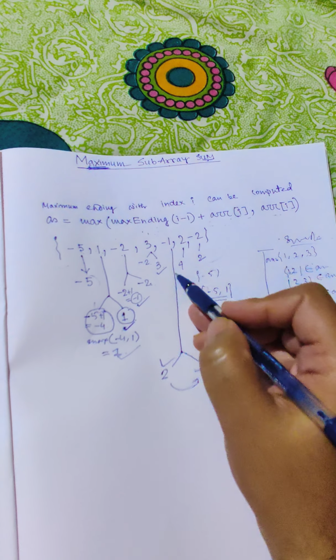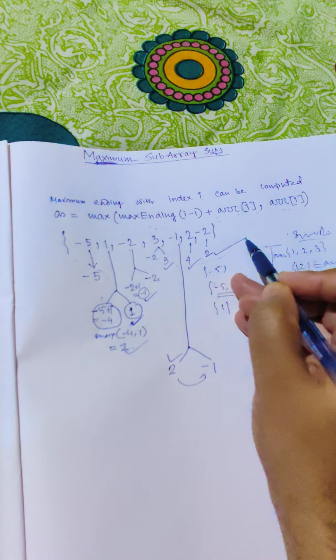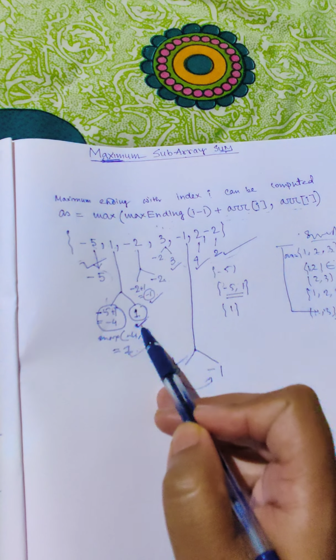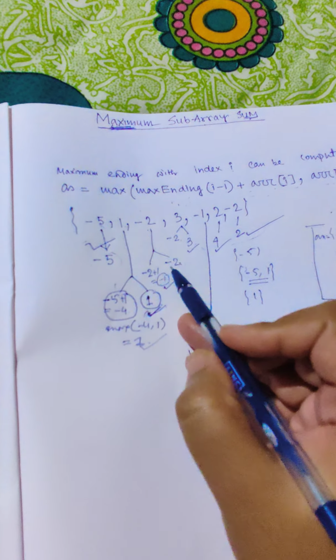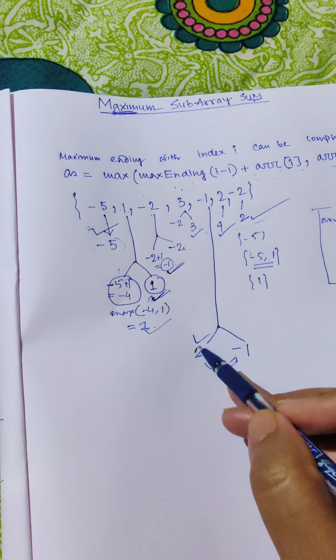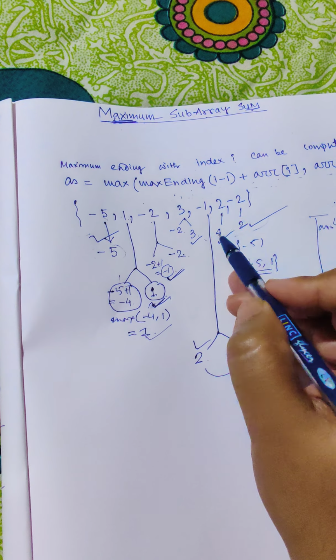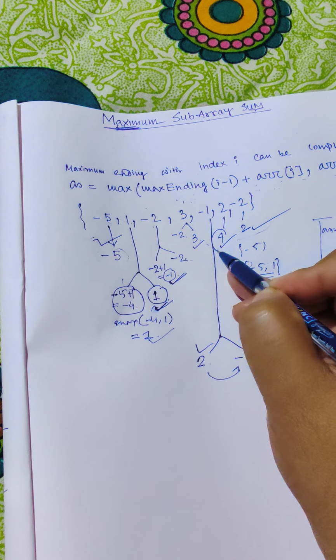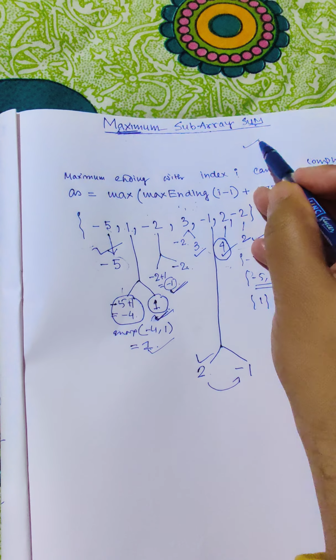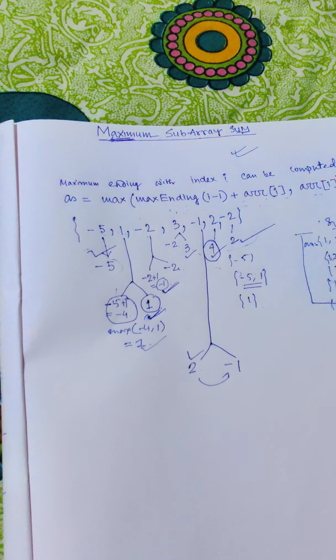Among all this, I am just putting a tick over here. See, we have -5, we have 1, we have -1, we have 3, we have 2, we have 4. So definitely 4 is going to be our result, right? So that is the way we have done it, and we will see how to code it.